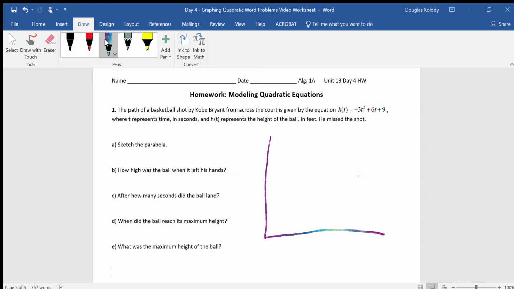All right, number one, the path of a basketball shot by Kobe Bryant. Yes, this was written before the tragedy. From across the court is given by the equation -3t squared plus 6t plus 9 equals h of t. T represents time in seconds again, and h of t represents the height of the ball in the air in feet.